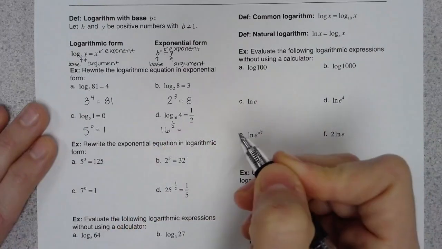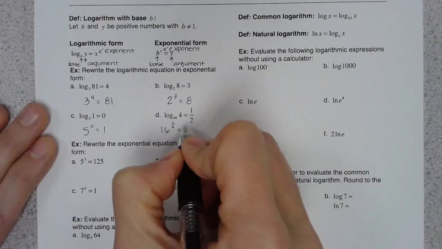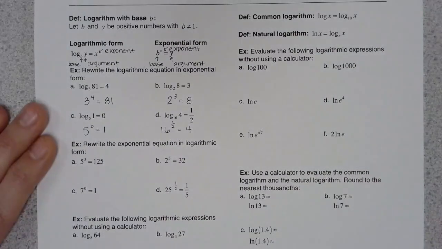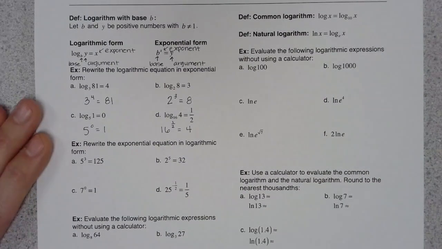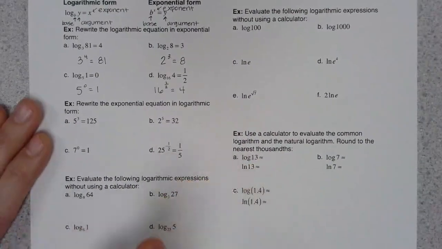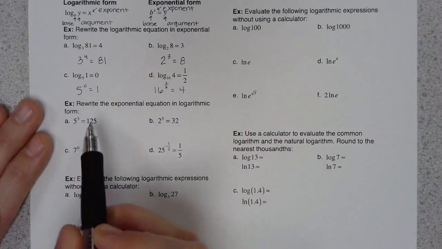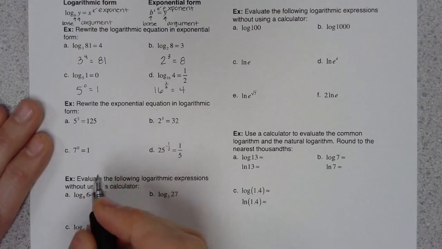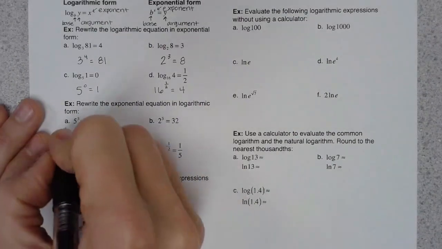Remember, a 1/2 exponent is the same thing as taking the square root of the number, and that equals 4. So in this first example, we rewrote logarithmic equations into exponential form. Now in the second example, we're going to do the opposite. These four are all given to you in exponential form, and we're going to rewrite them in logarithmic form. So on these ones, you're going to be introducing the log.